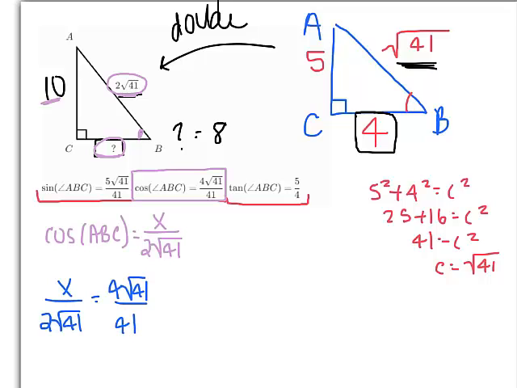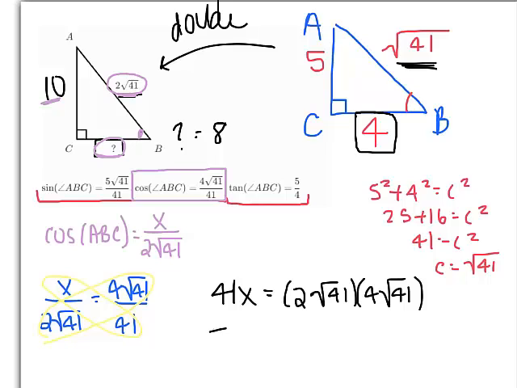So how do I solve this type of equation? I'm going to cross multiply. So I'm going to say that x times 41 equals 2 root 41 times 4 root 41. So I'm going to get 41x equals, now 2 times 4 is going to give me 8. I'm going to multiply the two radicals and that's going to give me 41. And if you're noticing here, I can just divide both sides by 41 and I will get that x equals 8.